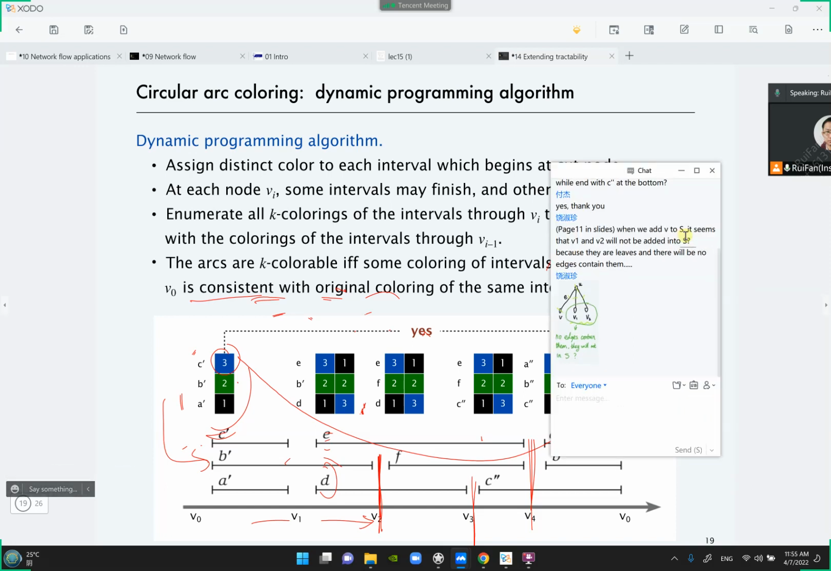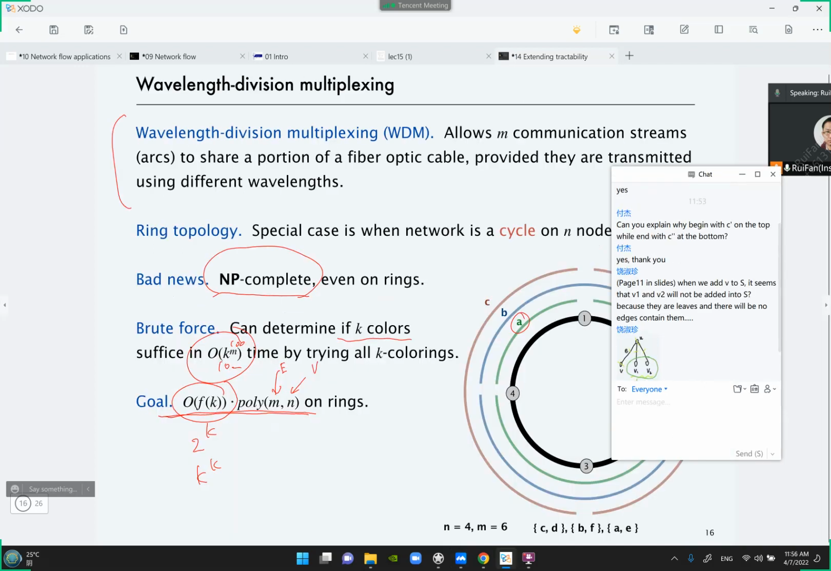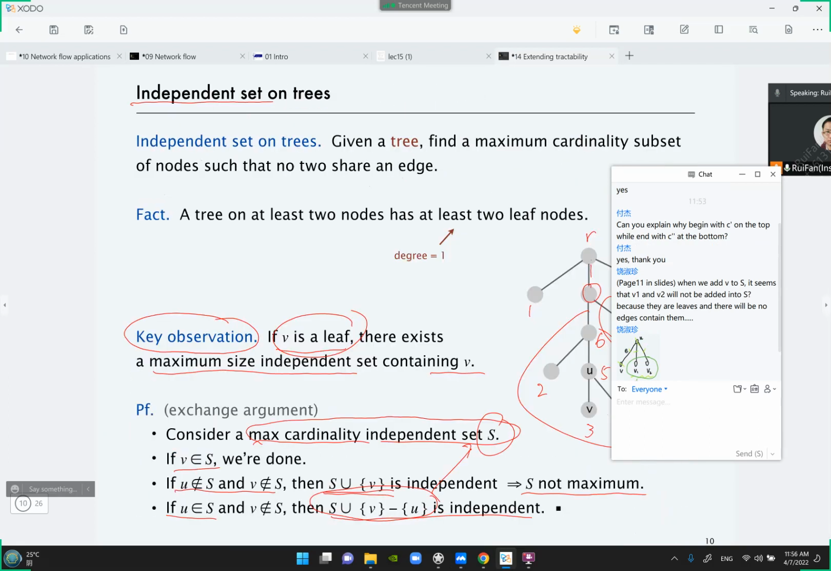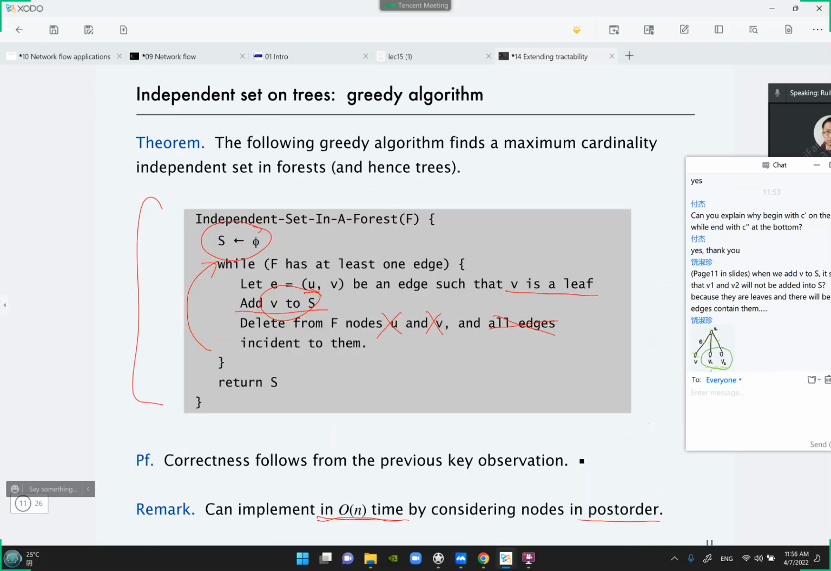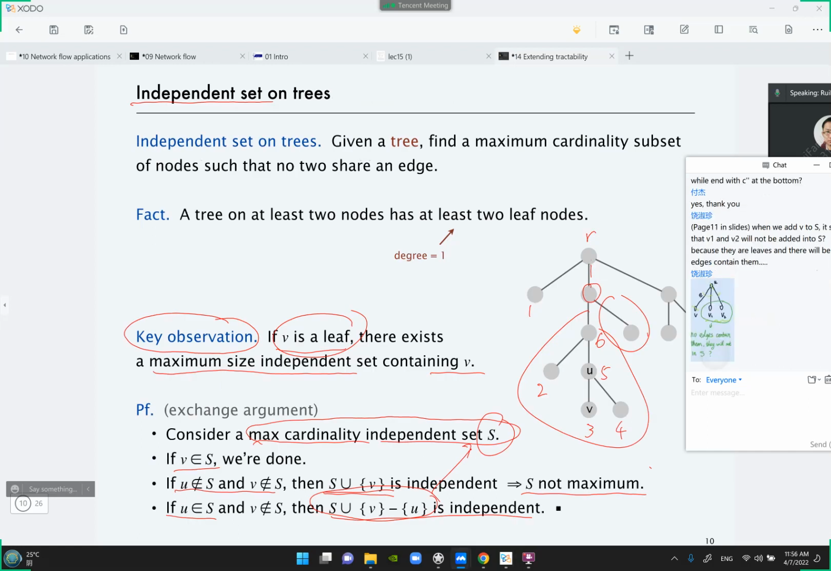One other question. Page 11 on the slides: when you add V to S, it seems like V1 and V2 are not added to S because they are leaves. Let's see, page 11. I guess you're talking about page 10, right? What's happening in your picture over here is that no edges contain them, so they will not be in S.